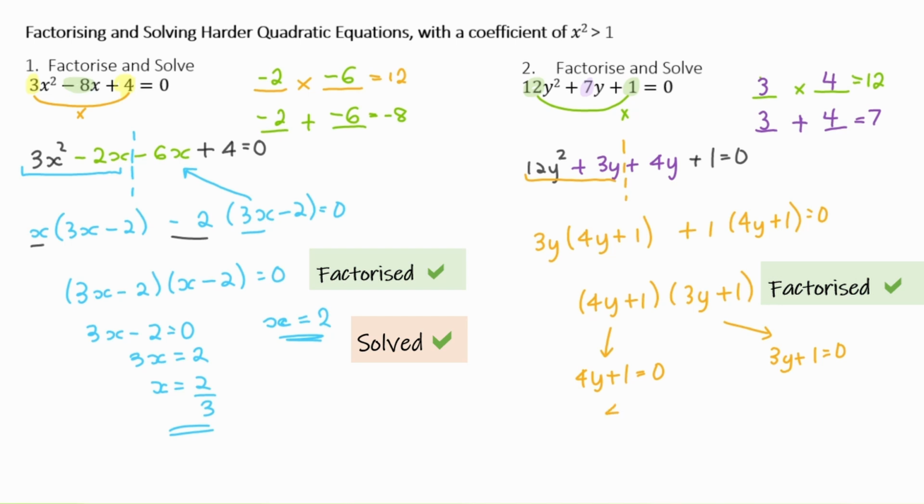So for the first bracket, we would minus 1 on both sides to get 4y is equal to minus 1, which means y would be equal to minus 1 over 4. For the second bracket, we would also minus 1 on both sides, so we would get 3y is equal to minus 1, which means y would be equal to minus 1 over 3. And these would be the two solutions for number 2.